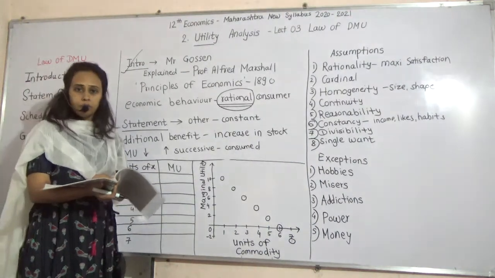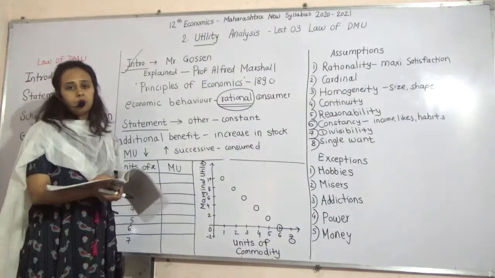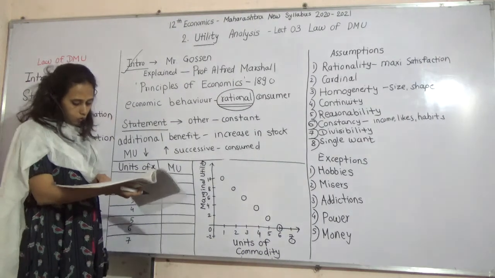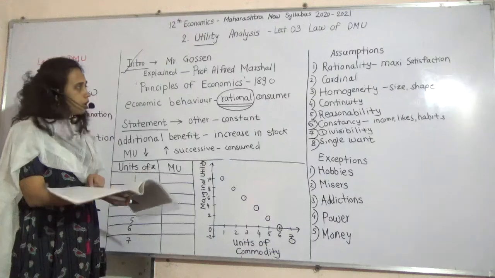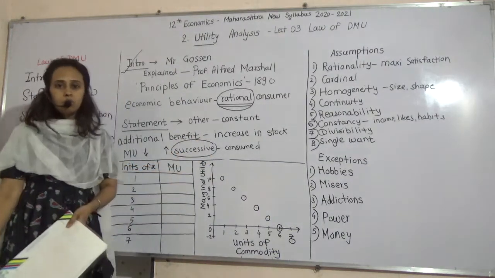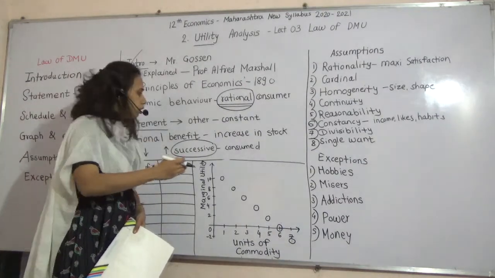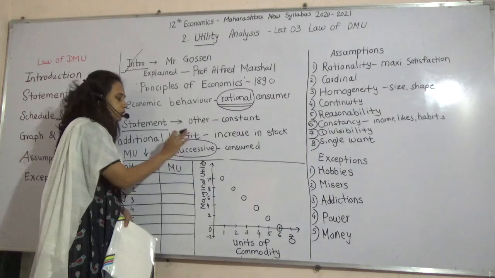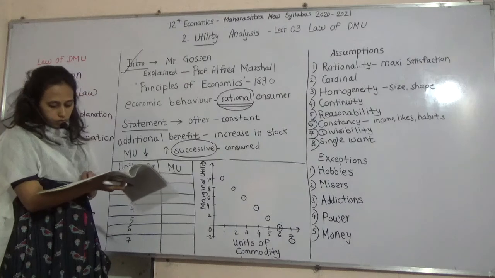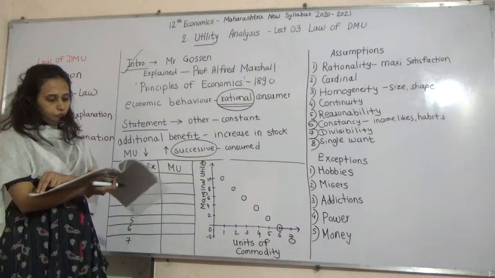The statement is quite big and confusing, but remember you have to learn it by heart. In simple words, the law explains that MU goes on diminishing with an increase in successive units. Your word "successive" is more important. In the last lecture also, I explained that successive means without gap, without time interval, then only you are able to study. So successive means continuously, continuity should be there. In short, the more of the things you have, the less you want to have more of it.